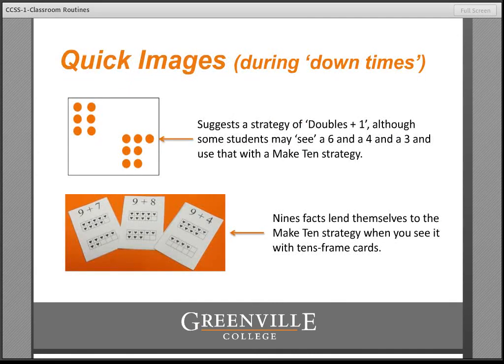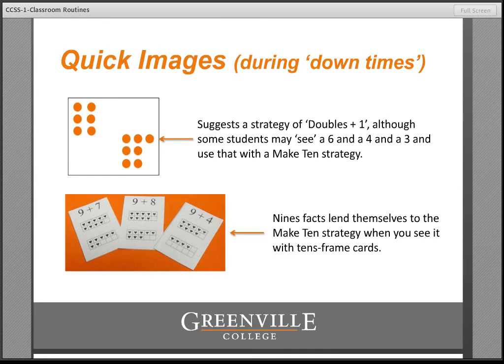Dot cards, dice images, 10 frames, these are examples of other visual images which can also be used as quick images during down times of the day, even if those are just very small moments. For example, the dot card at the top can be used when students are standing in line, or when they are at their seats and they've finished a lesson really early and you want to quickly do something just a little different before going into the next task.